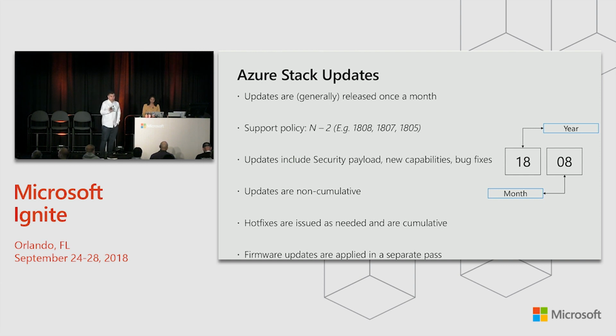Okay? Hot fixes are issued sometimes when we find issues that happen in between the cycle of us issuing a full payload, and those are cumulative. Right? So you can apply the latest hot fix and you'll actually get all the hot fixes that have been issued for updates. And generally, hot fixes are issued for all the supported versions of Azure Stack. So let's say for 1808, 1807, and 1805, we find an issue, we'll issue a hot fix for all 3 versions. So you're safe regardless of wherever you are.